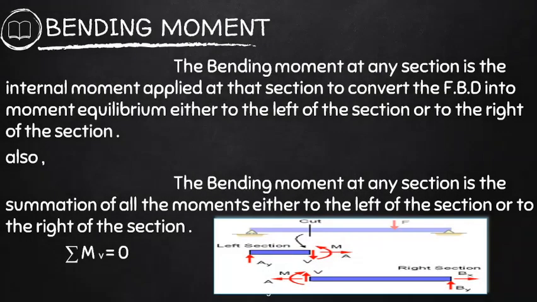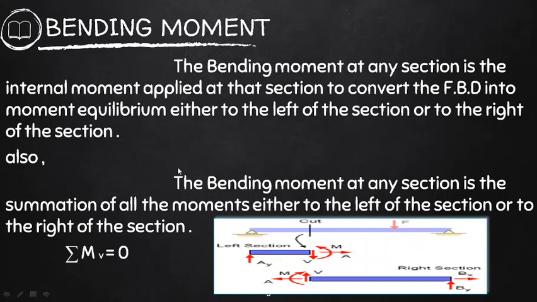Now we take bending moment. What is bending moment? The bending moment at any section is the internal moment applied at that section to convert the FBD (free body diagram) into moment equilibrium, either to the left of the section or to the right of the section. Let us take the left section. So the bending moment of the left section is the internal moment applied internally in this section to convert this FBD into moment equilibrium by taking the left section. Okay, it's called bending moment.